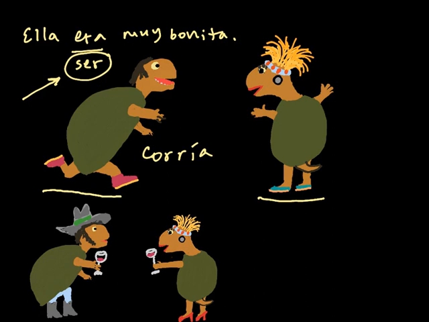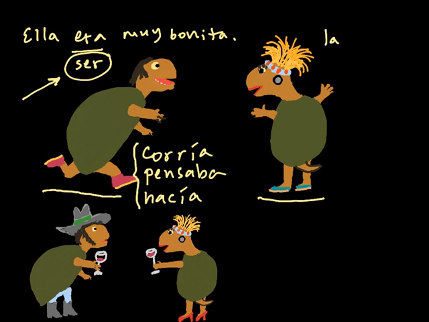Él corría, he was doing something. Él pensaba, he was thinking of something when he saw her. Él hacía ejercicio. Hacía ejercicio. Ejercicio is exercise, so he was doing exercise. So we have two actions here. One action was ongoing, and then the other action interrupted it when he saw her.